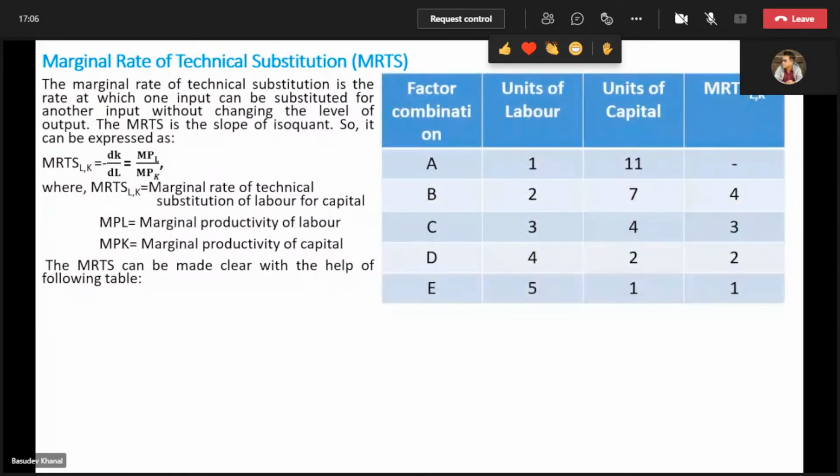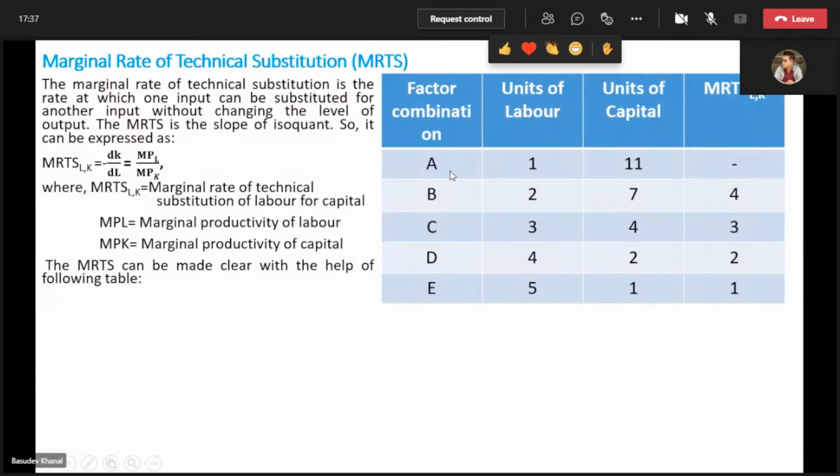You can see here factor combinations. There are 5 combinations A, B, C, D, and E. Units of labor 1, 2, 3, 4, 5. Units of capital 11, 7, 4, 2, 1. On the basis of this, we can find the marginal rate of technical substitution of labor for capital. In the combination A, the producer uses 1 unit of labor and 11 units of capital to produce a certain level of output, whether it be 100,000 units or 1,000 units.